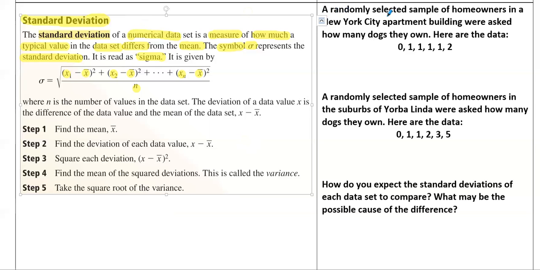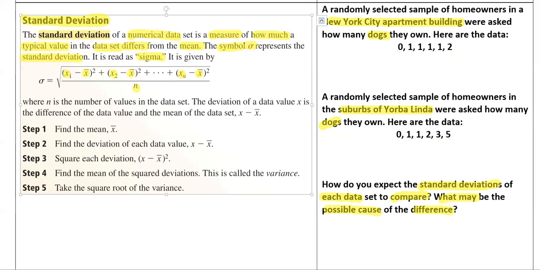So say that you have a randomly selected sample of homeowners in a New York City apartment building. We're asked how many dogs they own. Here are the data: 0 dogs, 1, 1, 1, 1, and 2. Okay. A randomly selected sample of homeowners in the suburbs of Yorba Linda were asked how many dogs they own. And here are the data: 0, 1, 1, 2, 3, 5. How do you expect the standard deviations of each data set to compare? What may be the possible cause of the difference?